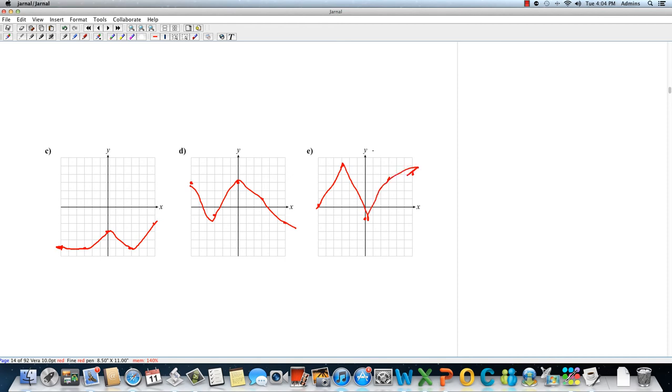Roughly, again. Just redraw that. Okay, and that's how you combine functions and put them into graphs.